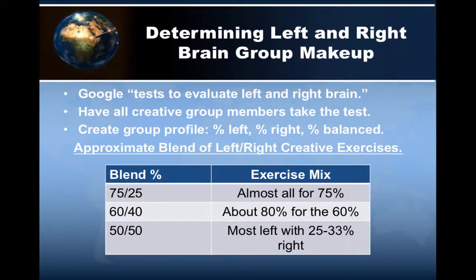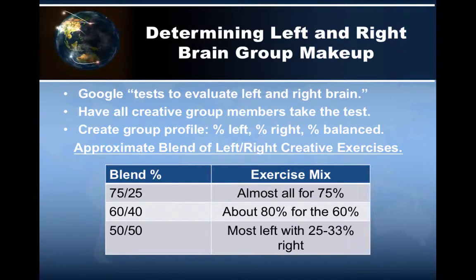Now, how do you determine the left and right brain makeup of the group and how you use that information to choose which kind of idea generating exercise you're going to use? We have a special evaluation that everybody takes, but these are readily available. You can just go on to Google and search test to evaluate left and right brain, and you'll get a bunch of free options. You have all the creative members that are going to be in the creative session take the test, and then you create a profile. What percent of them are left, percent right, and percent balanced? And here's essentially how you do it.